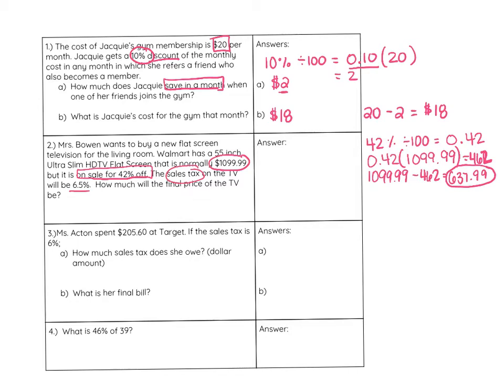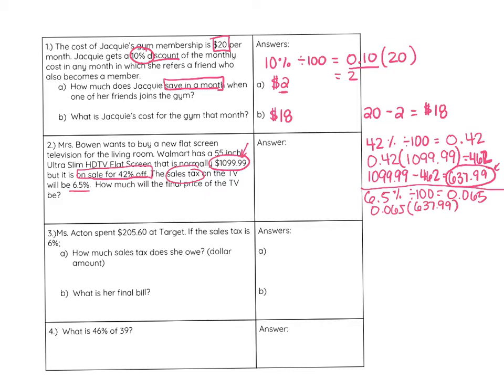Okay, so we have to apply the sales tax. So it's a similar process. First, take that percentage, 6.5%, divided by 100, you get 0.065. From there, we're going to multiply it just like we did, 0.065 times, but instead of multiplying it by the original, we have to multiply it by what we got here. So 637.99.